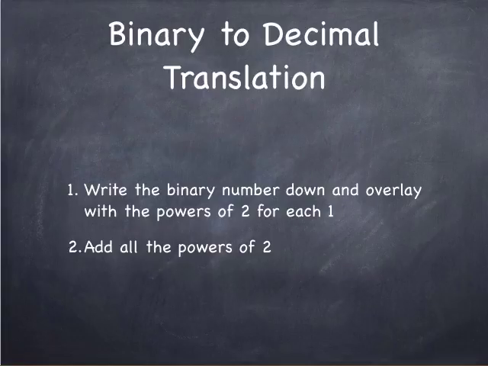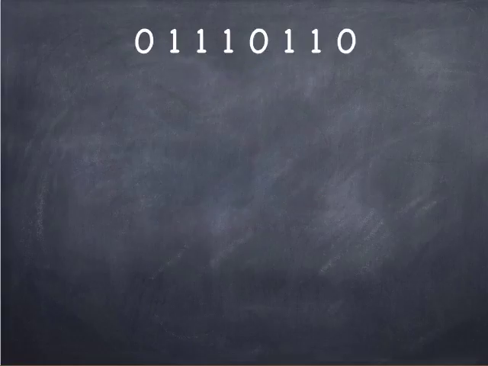So then to translate binary to decimal, first write down the binary number and overlay with the powers of 2 for each one, ignoring all the zeros. And then you just add those powers of 2. So, for example, 0, 1, 1, 1, 0, 1, 1, 0.